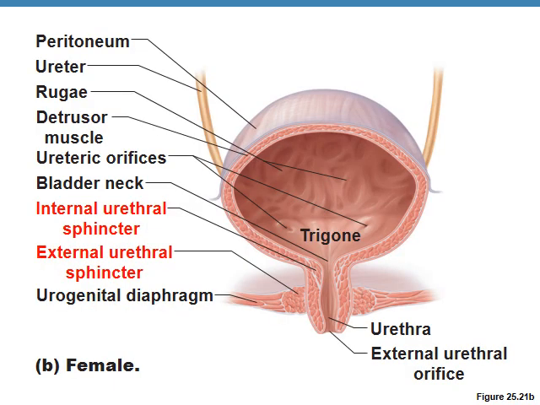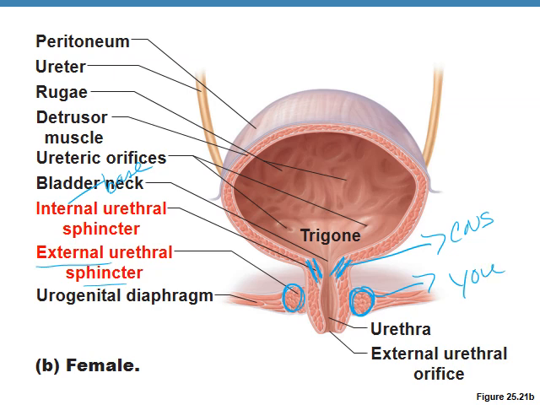Here we can see the female. The internal urethral sphincters are here and here. The internals are always at the base. They're at the base of the bladder. The external urethral sphincters are here and here. So these are the ones that are controlled by you actively, consciously, right?